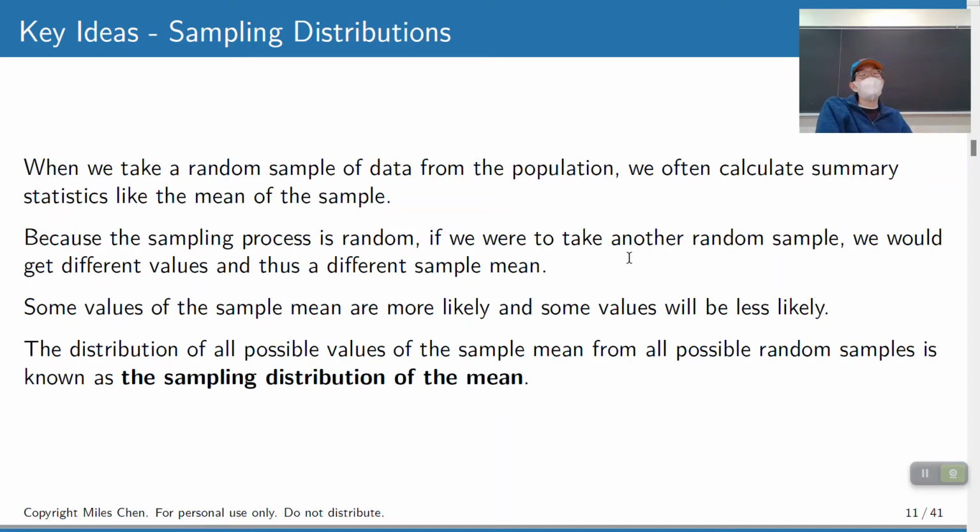Okay, but anyway, let's pretend we have a random sample, okay? When you take a random sample, we often calculate some kind of statistic on the sample, like the mean of the sample. But because this sampling process is random, if somebody else were to take a random sample and calculate the mean, they're going to get a different value. Your sample mean and this other person's sample mean are probably not going to be exactly the same. We would be surprised if your two sample means are drastically different, right?